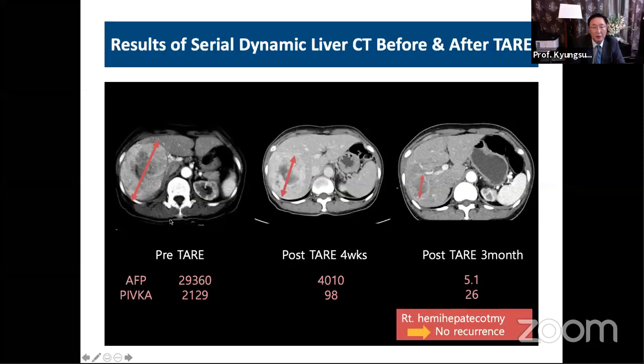This patient has a huge tumor in the right liver, and the left liver is very small. So we did transarterial chemoradioembolization in this patient. As you see, the tumor size significantly reduced at 3 months after TARE, and on the other hand, the left liver became big enough to do a right hepatectomy. So we did the right hepatectomy safely.